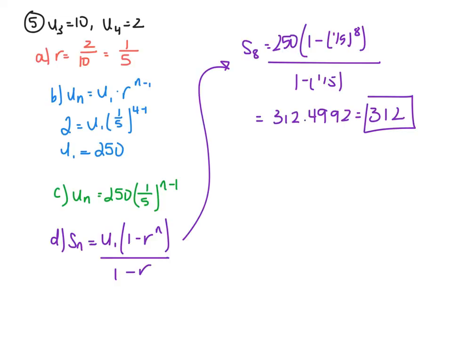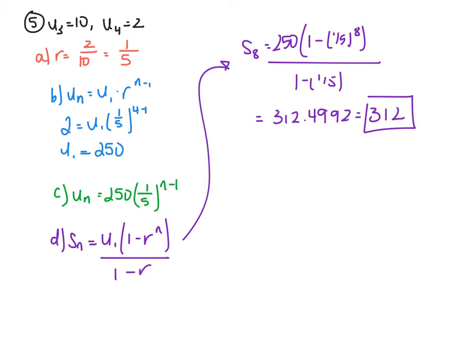So part A just wants us to find the common ratio. Remember, the common ratio is any term divided by the term in front of it. So since we have two consecutive terms, we can just divide 2 divided by 10. So we are dividing by 5 or multiplying by 1/5.